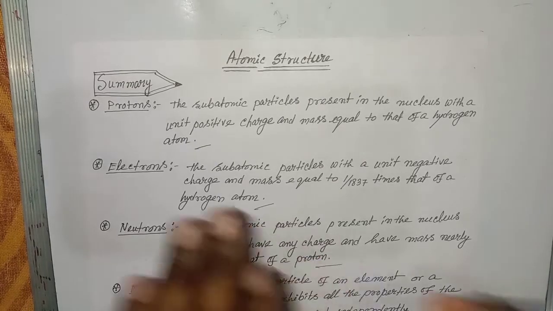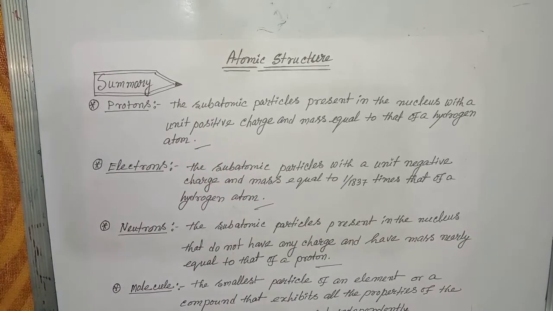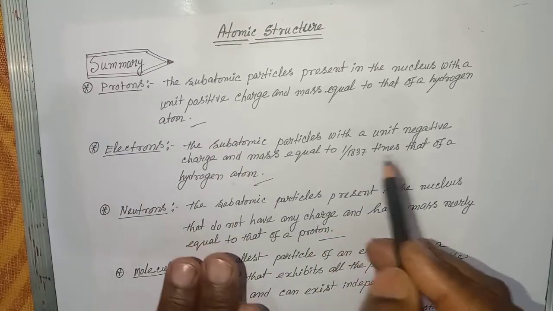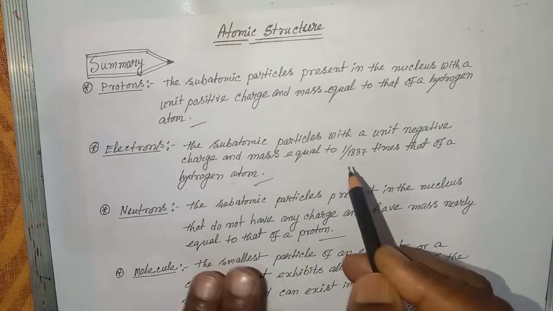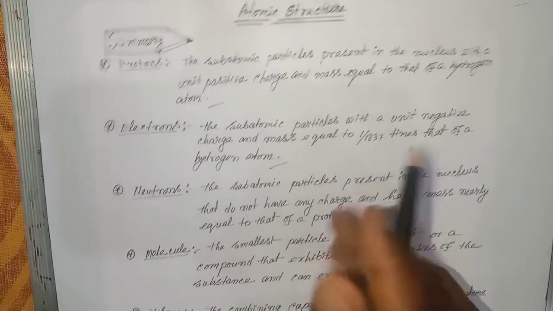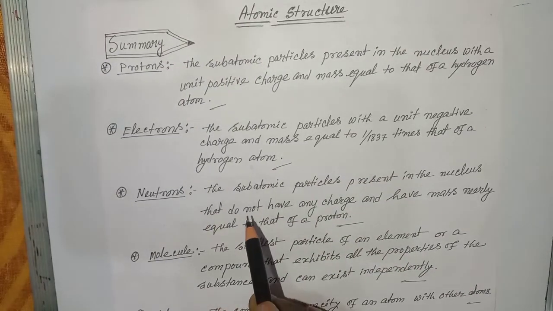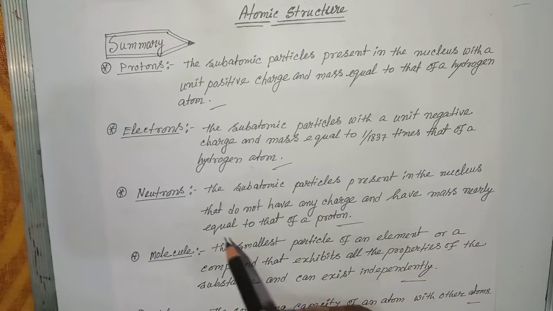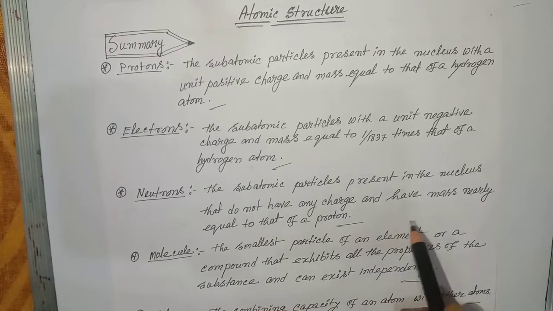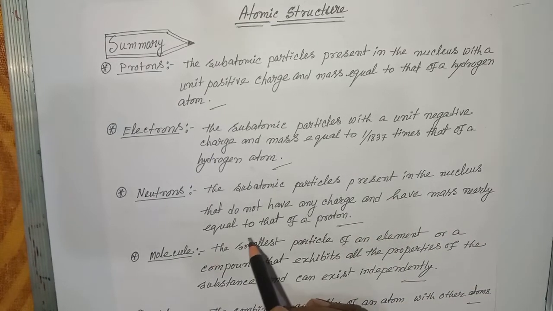Summary of atomic structure. Proton: the subatomic particle present in the nucleus with a unit positive charge and mass equal to that of a hydrogen atom. Electron: the subatomic particle with a unit negative charge and mass equal to 1 by 1837 times that of a hydrogen atom. Neutron: the subatomic particle present in the nucleus that does not have any charge, and has mass nearly equal to that of a proton.